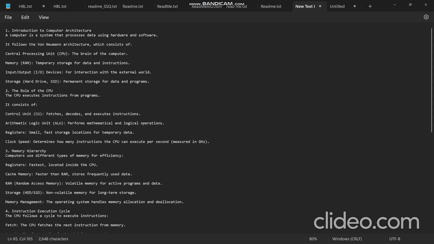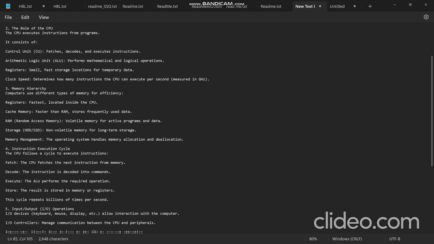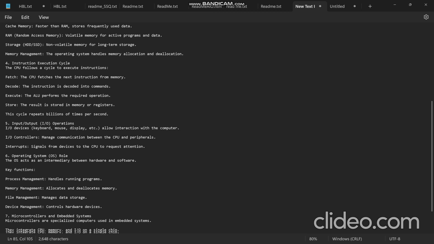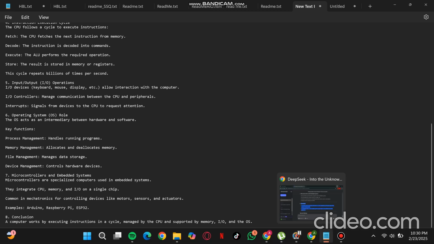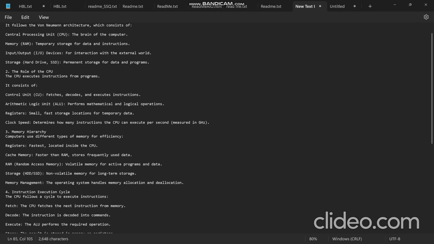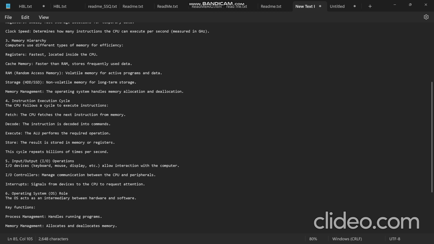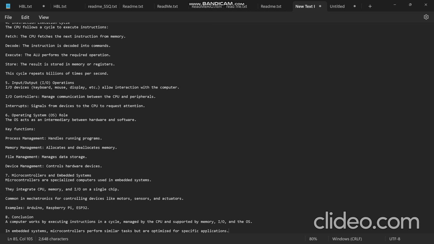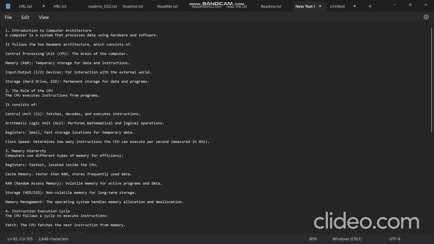Introduction to Computer Architecture. A computer is a system that processes data using hardware and software. It follows the von Neumann architecture, which consists of the Central Processing Unit (CPU), the brain of the computer; memory (RAM), temporary storage for data and instructions; input-output (I/O) devices for interaction with the external world; and storage, hard drive (SSD), permanent storage for data and programs.